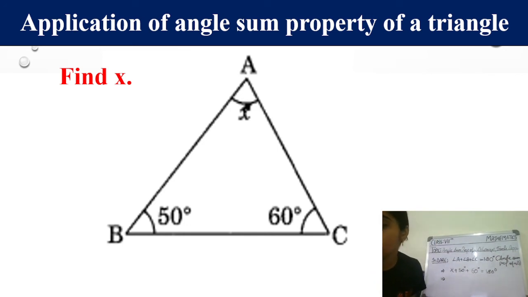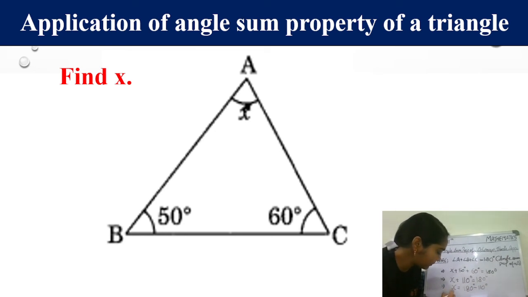Yes, students. So now what you can do, you can add 60 and 50 first. Keep x over here. 60 plus 50 degree will be 110 degree. Will equate to 180 degree. Now to find the value of x, what we will do? We will take 110 to the right hand side, and since this is plus, it will become minus over here. So it will be 180 minus 110.